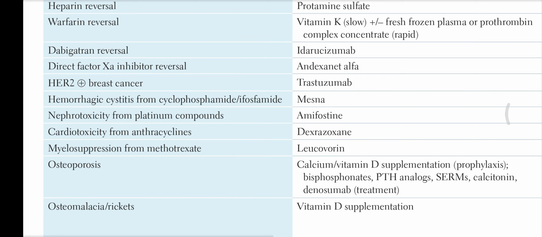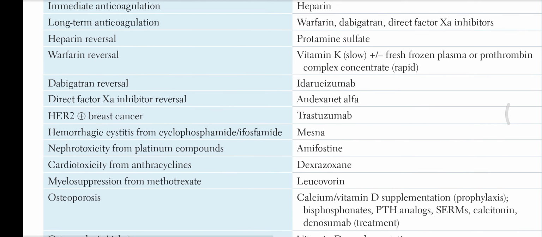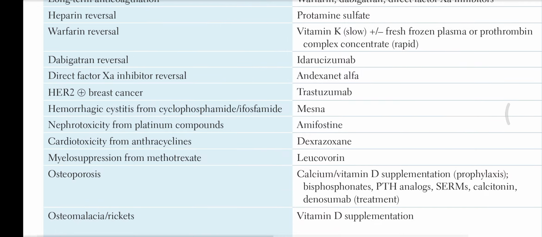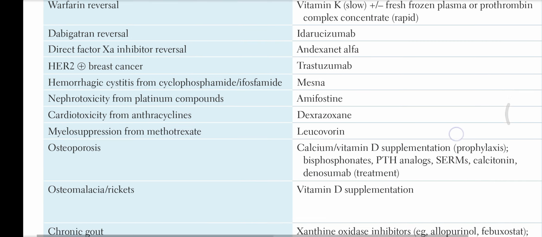Dabigatran reversal: idarucizumab. Direct factor 10A inhibitor reversal: for that, andexanet alfa is given.